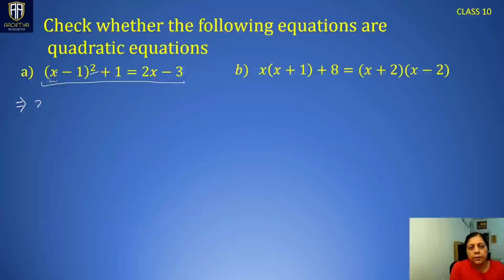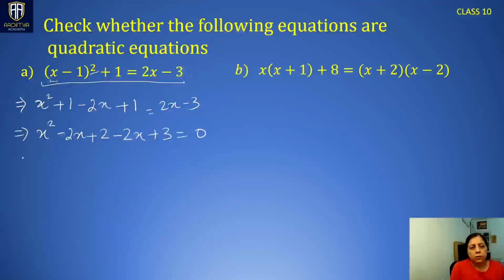Open this bracket. This is a minus b whole square. So we have a square plus b square minus 2ab. x square plus 1 minus 2x plus 1. This is plus 1. Now we solve it further, bringing all the terms to the same side. This becomes minus 2x plus 2, and bring this minus 2x here and plus 3 on the left hand side. So this becomes x square, minus 2x minus 2x is minus 4x, 2 plus 3 is 5.